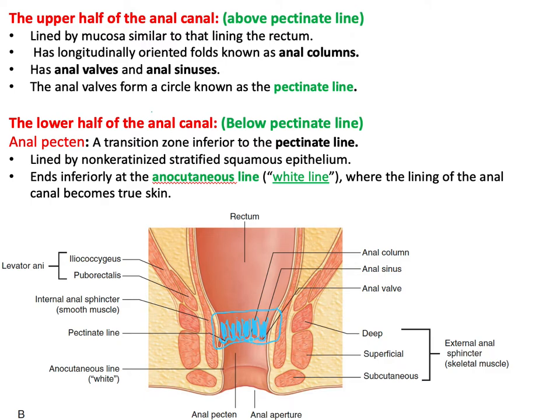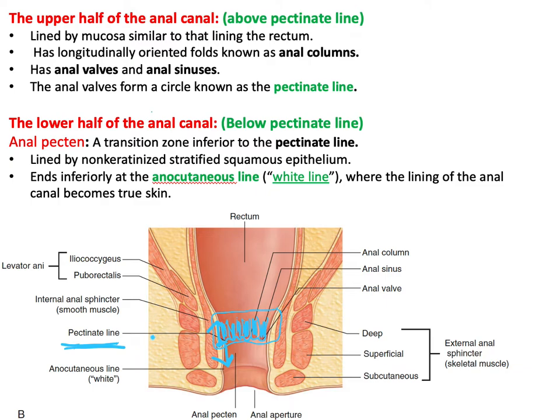We call it pectinate line. So this is the pectinate line. The pectinate line is not only the border between the upper half and lower half of the anal canal, and not just the location of the transition of embryological difference between the upper half and lower half, but also it indicates the area where the upper half of the anal canal is up and the lower half of the anal canal is below, and everything will be different histologically, blood supply, innervation, lymphatic drainage, and so forth.